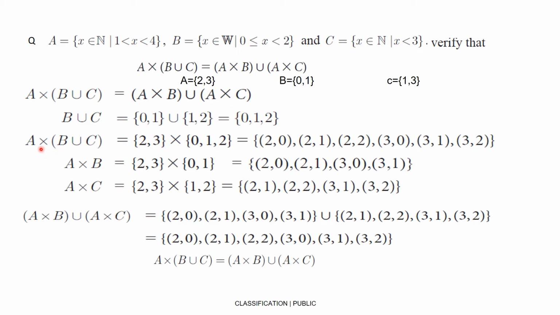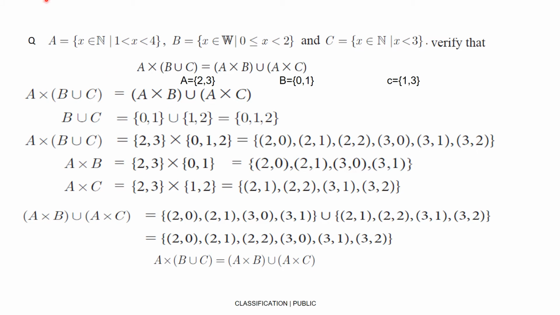And so A cross (B union C) means, what are the elements? {2, 3} into {0, 1, 2}. Already I explained in the previous slide how to pair it. (2, 0), (2, 1) and (2, 2). Next (3, 0), (3, 1) and (3, 2). Okay, so this is the LHS.